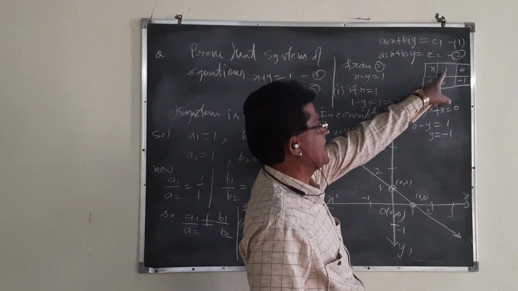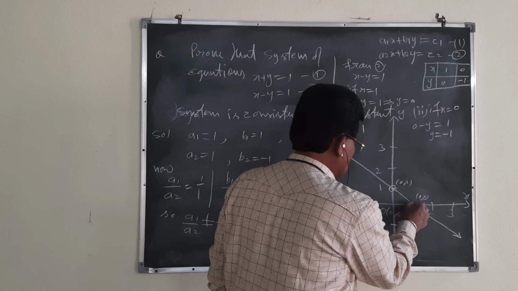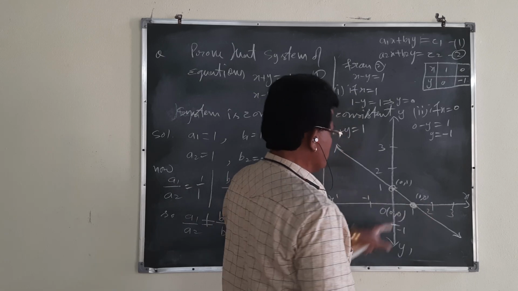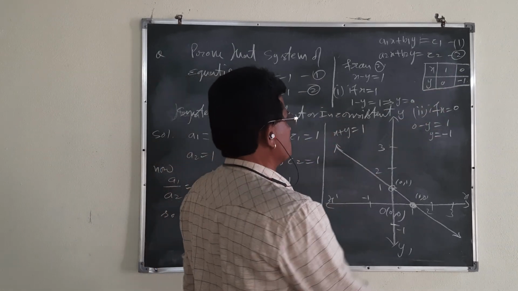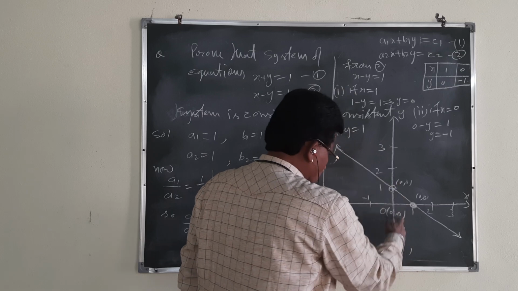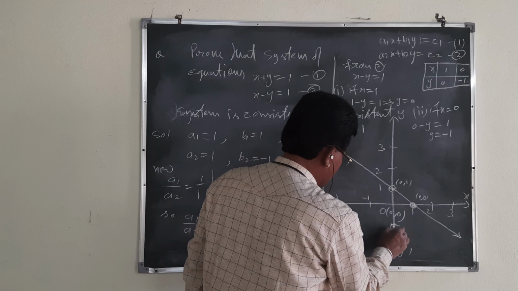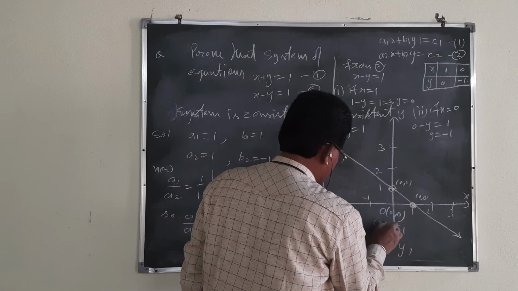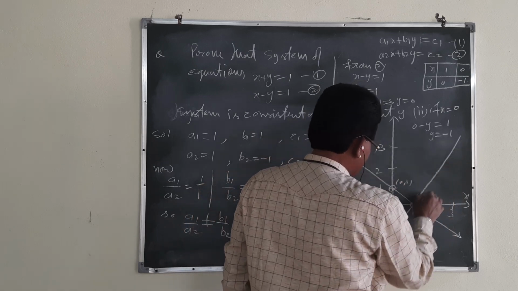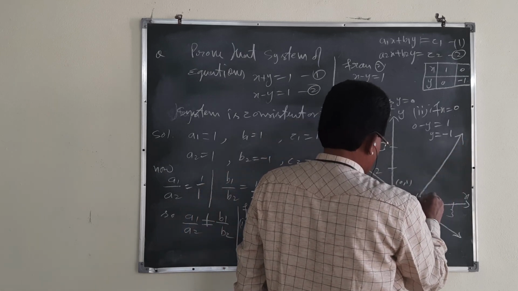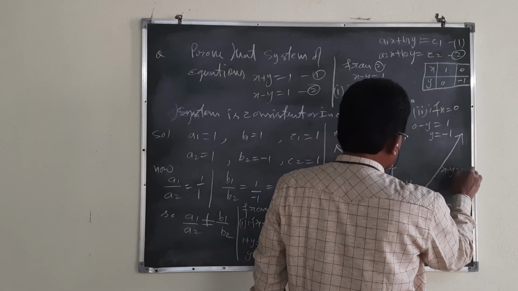Graph of the second line, first of all, x is equal to 1 and y is 0. The same point will be here. Both the points coincide with each other. Same point, x is equal to 1, y is equal to 0. Second point, x is equal to 0, it will lie on the y-axis, and y is equal to minus 1. This point will be here, the point 0 and minus 1. Join both the points and extend on both the sides. This is the graph of x minus y is equal to 1.